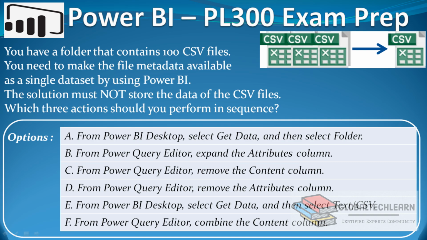So let's understand the requirement first. Here the requirement is we have multiple CSV files in a single folder and we have to store metadata of each file. That means the attributes related to CSV files such as created date, modified date, size of the file, if the file is hidden. All such information we have to store in Power BI and we have to ignore the underlying data available within the CSV files. So let's try this requirement in Power BI.